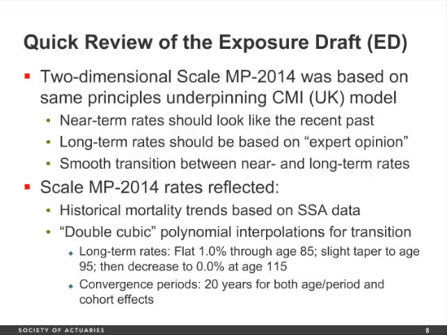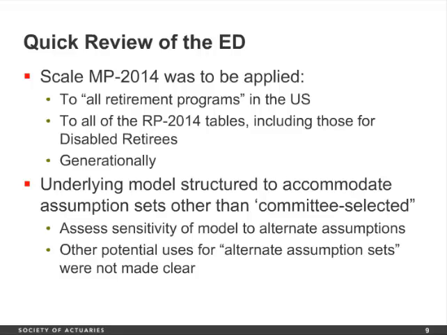Let's keep on going then. So just to wrap up on the exposure draft, the scale MP-2014, we had some words in there about how the scale is supposed to be applied, and this is just quoting from the exposure draft: it was meant to be applied to all retirement programs in the U.S. It was meant to be applied to all of the RP-2014 base mortality rates, including those for disabled retirees, which is a fairly significant change, and that they should be applied generationally. We'll see how that changed. Any one of those points might have changed in the final report on the following pages.